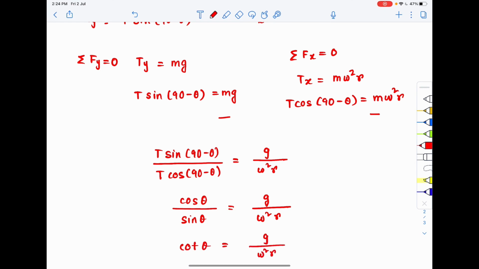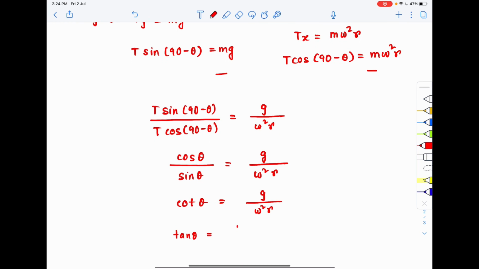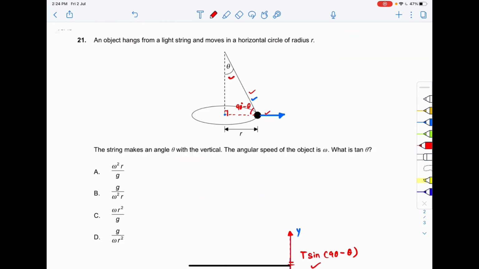But we don't want cot theta, we want tan theta. And what is tan theta? Tan theta is 1 divided by cot theta. So this is equal to 1 divided by g by omega square r, which is equal to omega square r by g. So the correct option to question number 21 will be option A. I hope you got the question.